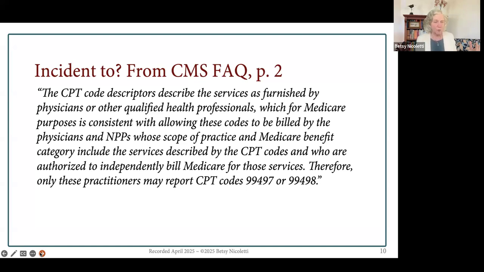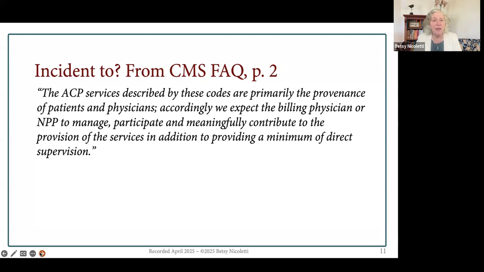So you can't have a social worker reporting advanced care planning codes on their own with their own provider number. That's not in their scope of practice. They go on to say, the ACP services described by these codes are primarily the province of patients and physicians. Accordingly, we expect the billing physician or NPP to manage, participate, and meaningfully contribute to the provision of the services, in addition to providing a minimum of direct supervision.